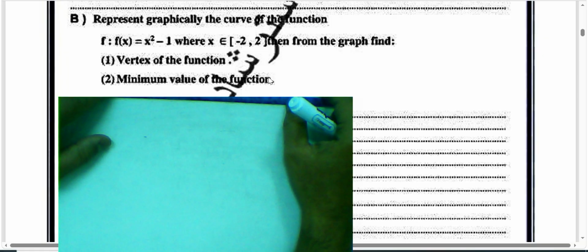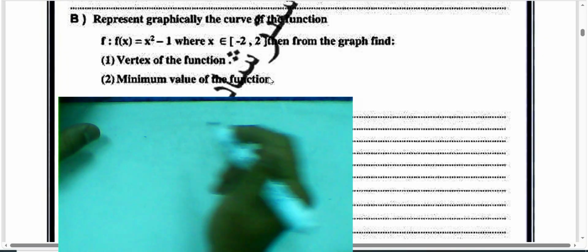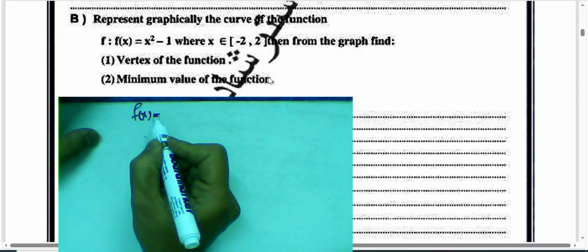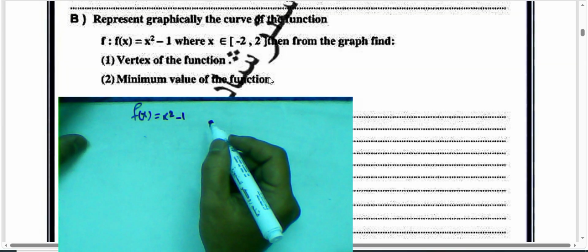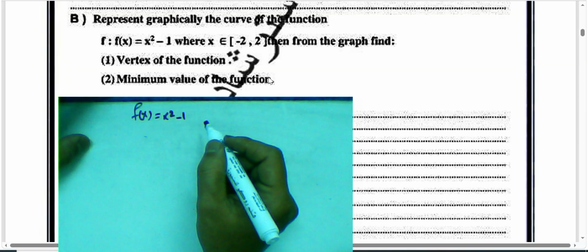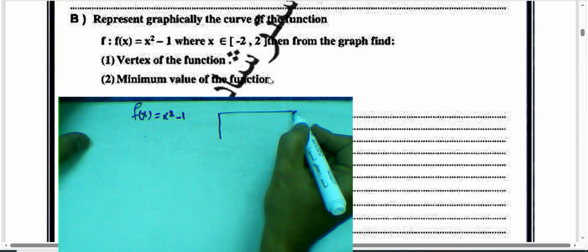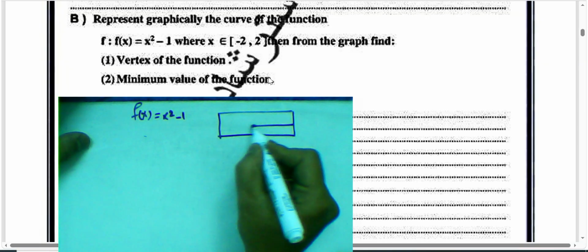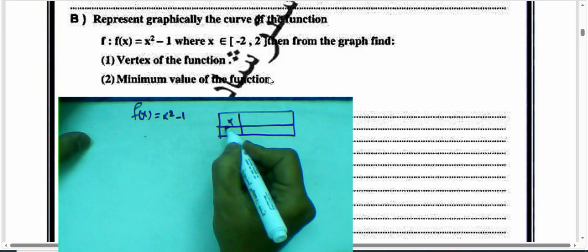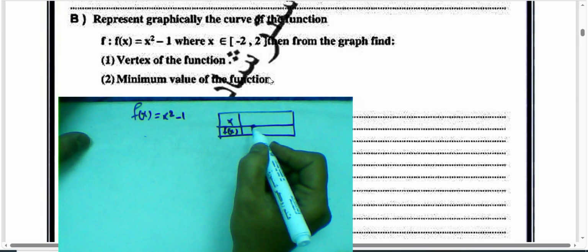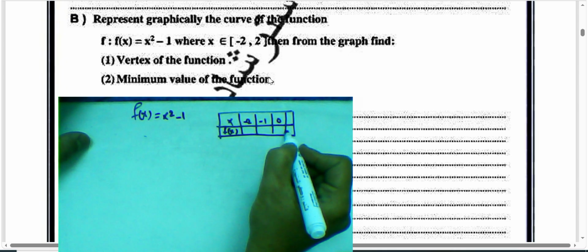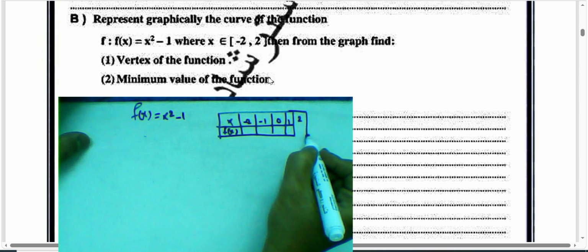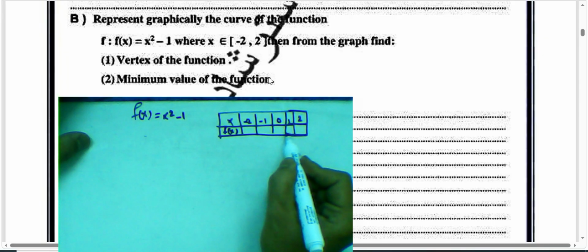If f of x equals x power 2 minus 1, and x belongs to negative 2 to 2, find the vertex of the function and the minimum value of the function. First step, we have a table like this, x and the image f of x. We can start from negative 2 to 2: negative 2, negative 1, 0, 1 and 2.